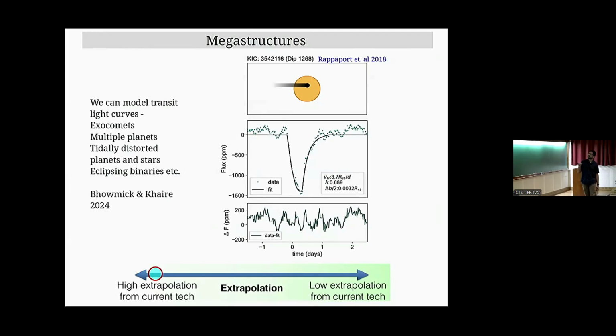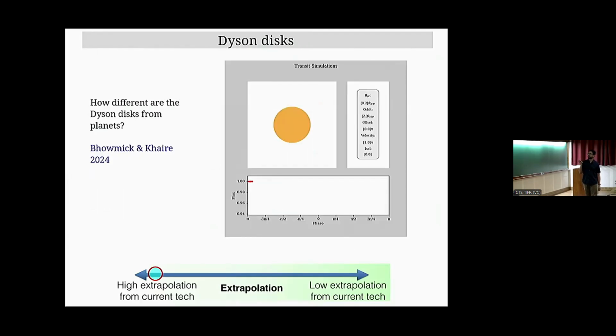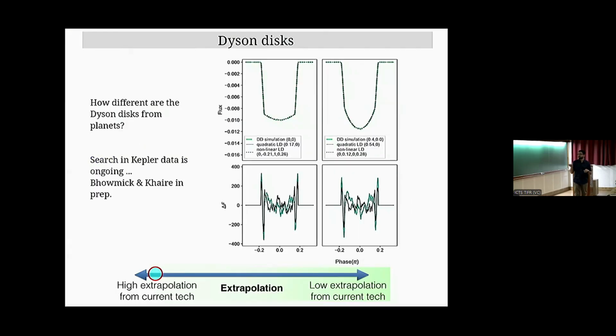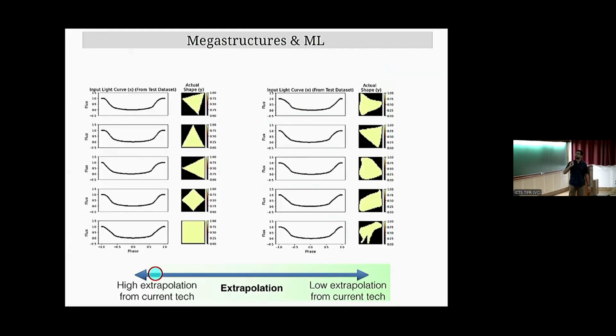The code is so flexible that we can even fit the exocomet light curves. And we come up with an object which we call Dyson disk, which is a circular mirror moving around the star. You can imagine an advanced civilization building the Dyson sphere with these circular mirrors. The problem is that the light curve looks exactly like a planet. But there are subtle differences. If you try to fit a planet to the Dyson disk light curve, you find this signature in the residuals. And this is where we are looking for such signatures in the Kepler data.